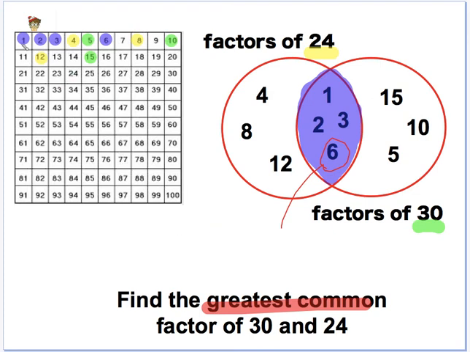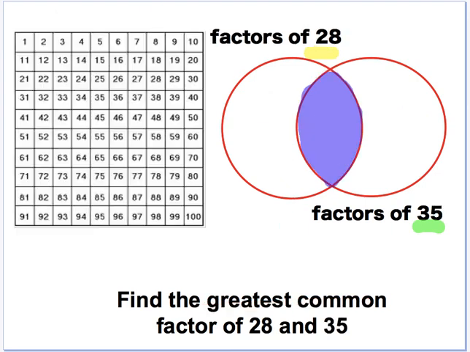If you look over here, I did the same sort of thing. I did, in blue, the factors that are common, 1, 2, 3, and 6. Yellow is factors of 24, and green are factors of 30. And you can see that the greatest common factor is 6, purple.